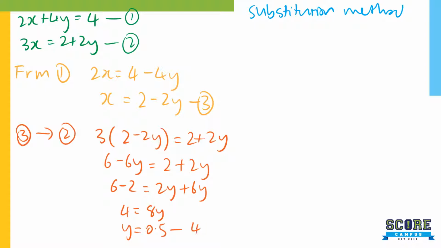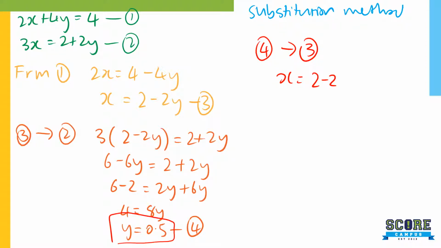Now this is my equation 4. I take equation 4 and sub it into equation 3. So x equals 2 minus 2 times y, and because y equals 0.5, I sub it in here. That equals 2 minus 1, so x equals 1. These are my answers. This is what I call the substitution method. If you didn't understand, I know I went through it very quickly, but these are the steps. Understand this and you should be able to solve any simultaneous equations in the future.